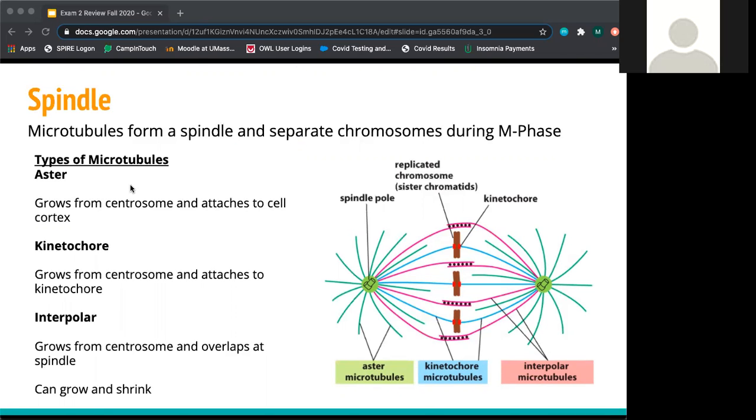There are 3 types of microtubules that make up the spindle. You have your aster microtubules, those are the green ones. They're going to grow from the centrosome and attach to the cell cortex, which is just the inner layer of the plasma membrane. You have your kinetochore microtubules that also grow from the centrosome, and they're going to attach to the kinetochore. And you have your interpolar microtubules that are going to grow from the centrosome and overlap at the spindle. And these ones can grow and shrink.